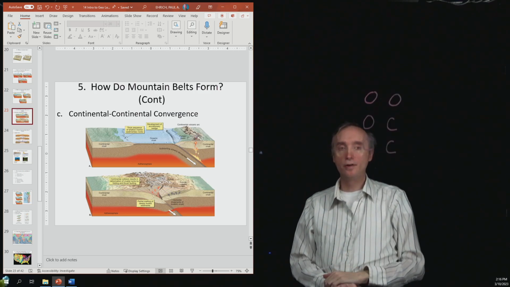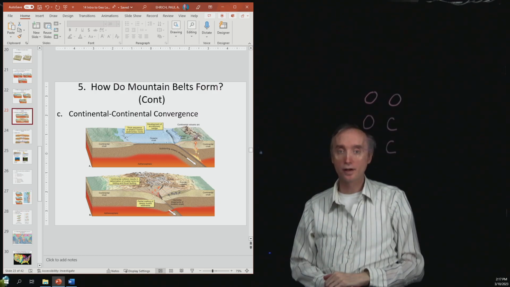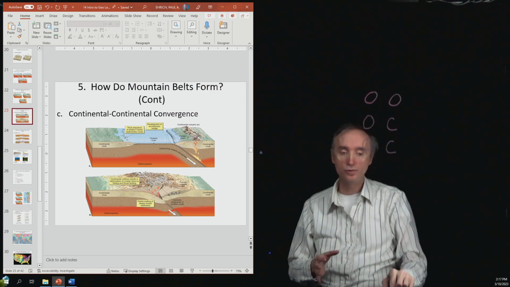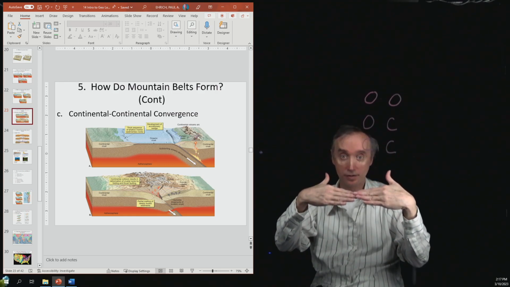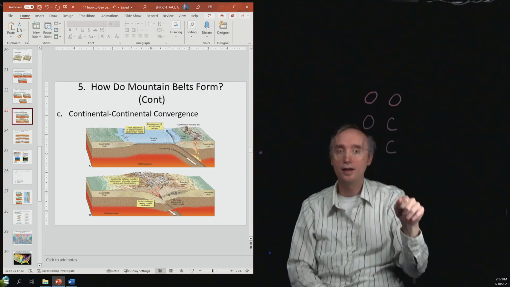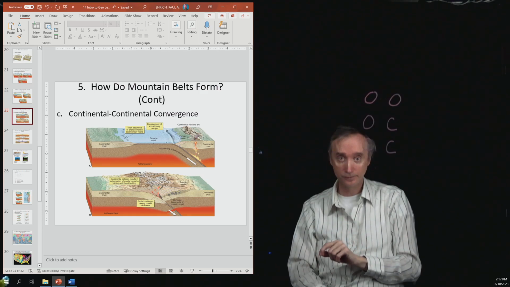Okay, so we've done ocean colliding with an ocean, we've done ocean colliding with a continent, and now we want to do a continent colliding with a continent. So before the two continental plates actually collide with each other, you have an ocean plate colliding with a continental plate. Do you see that in the top picture there?